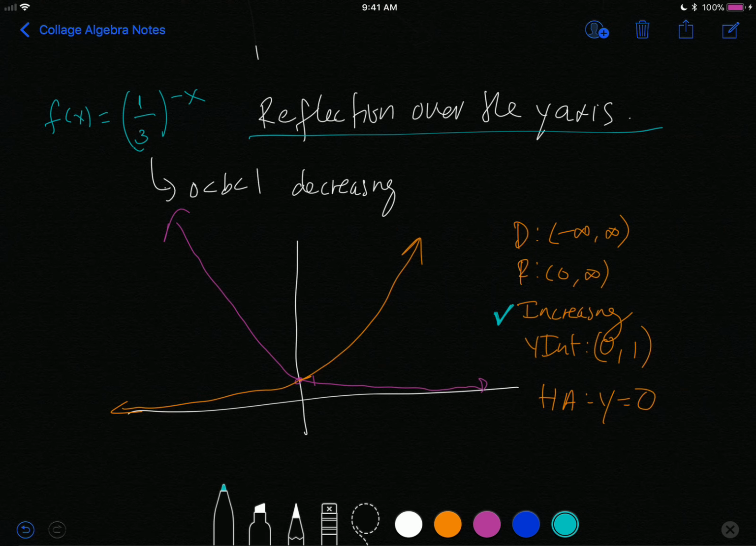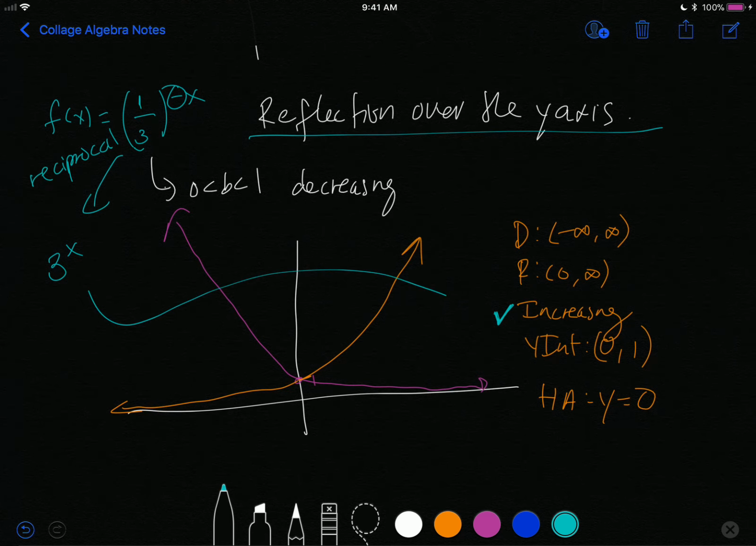Interesting, right? Well, if you think about it for a second, what does a minus sign mean? A minus sign means a reciprocal. Well, what's the reciprocal of 1/3? The reciprocal of 1/3 is simply 3 to the x. 3 to the x is our basic exponential function. And so that minus sign simply switches the graph from increasing to decreasing.